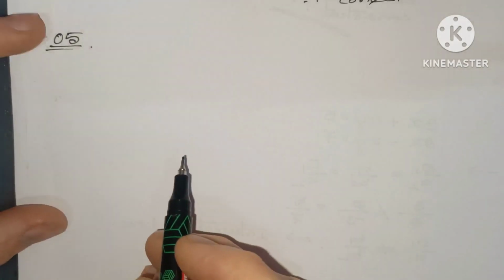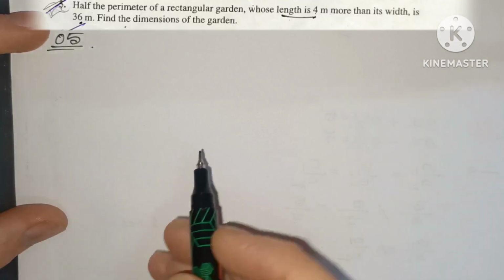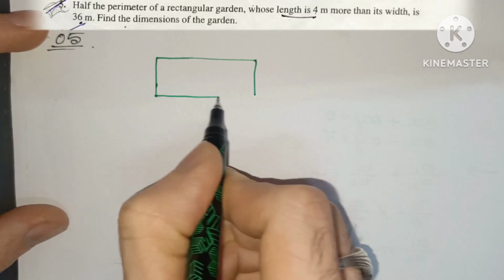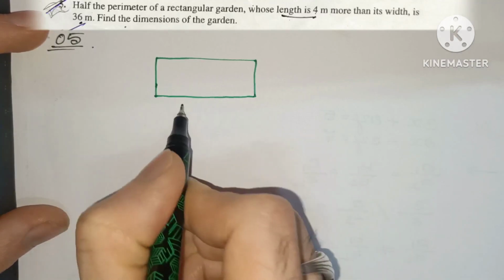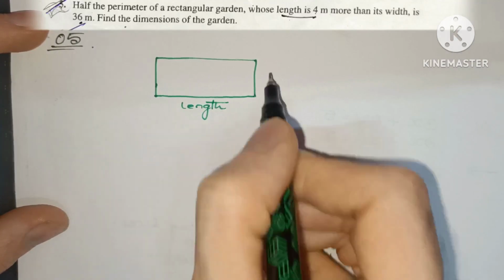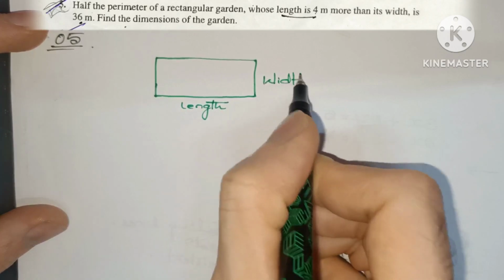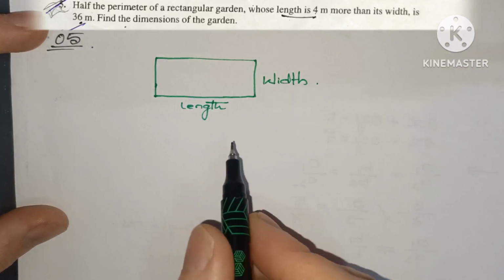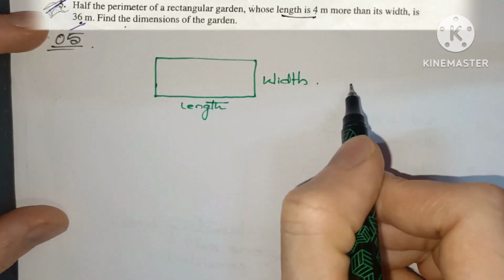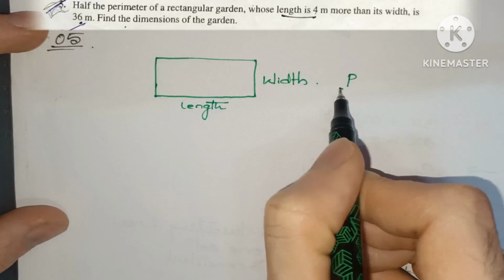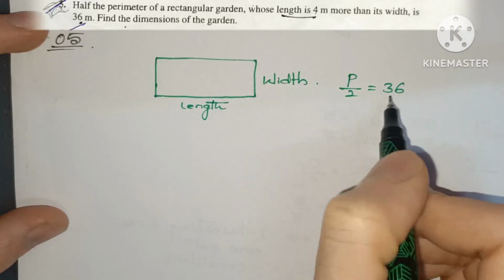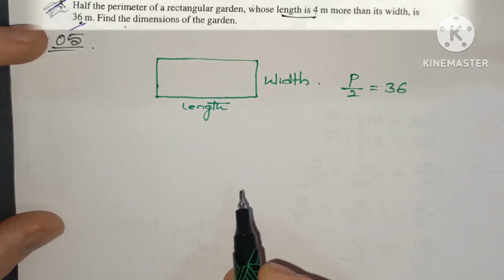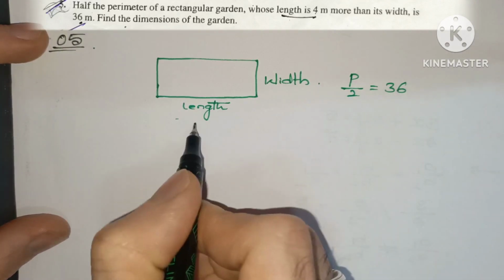Okay, dear student, in that question, half the perimeter of a rectangular garden. The garden is in rectangular shape. This is the length, we know very well, and this we consider as the width, or it may be breadth. And in the question they have given its perimeter, p by 2 is equal to 36. This you have learnt in your 9th standard. And what else is given: whose length is 4 meter more than the width.